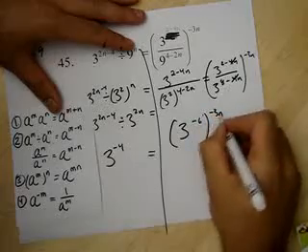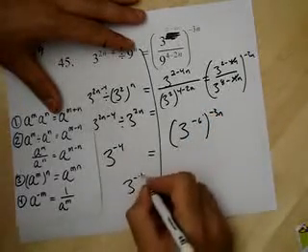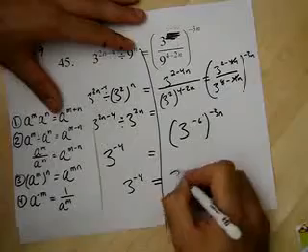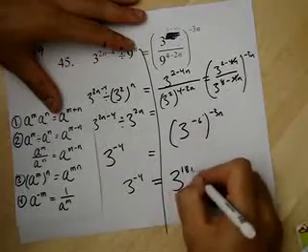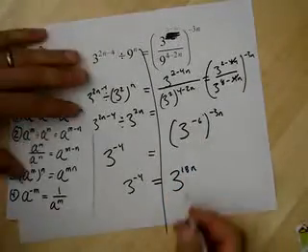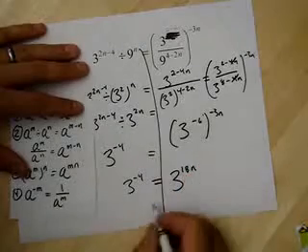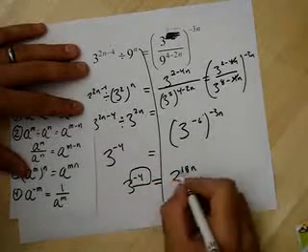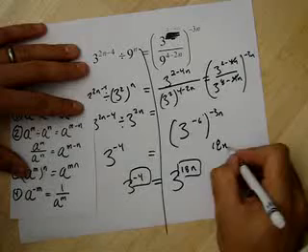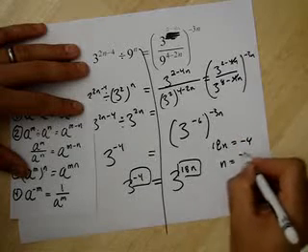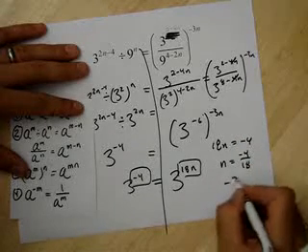to the negative 3n. Now I multiply these, so I get 3 to the negative 4 equals 3 to the 18n. Oh my goodness. Almost done. So I have this equals this. That means this has to equal this. 18n has to equal negative 4. N equals negative 4 over 18, or negative 2/9.